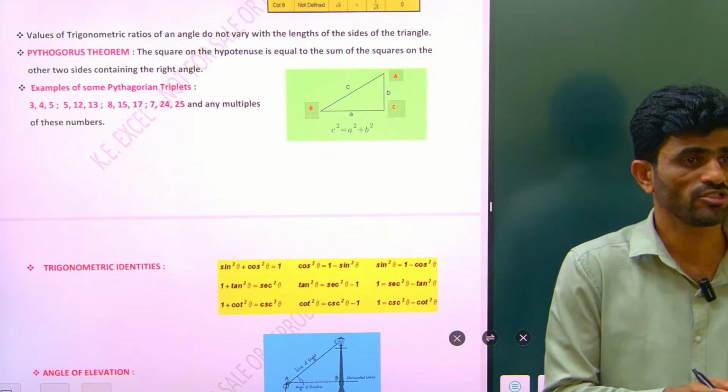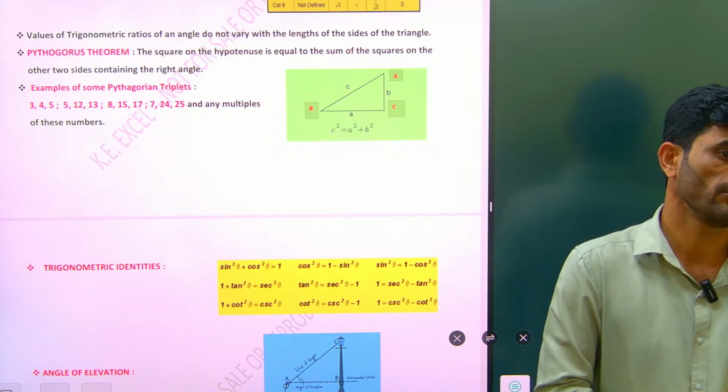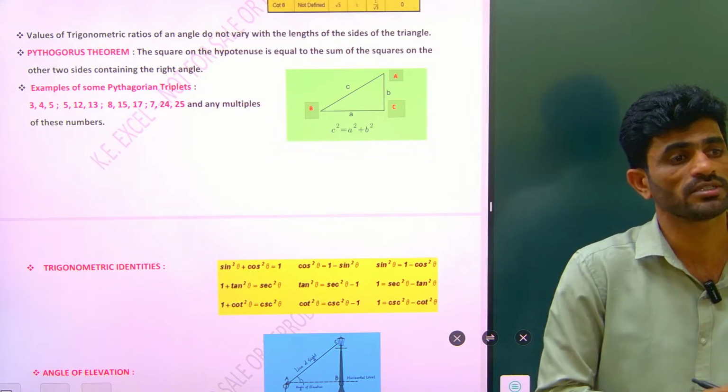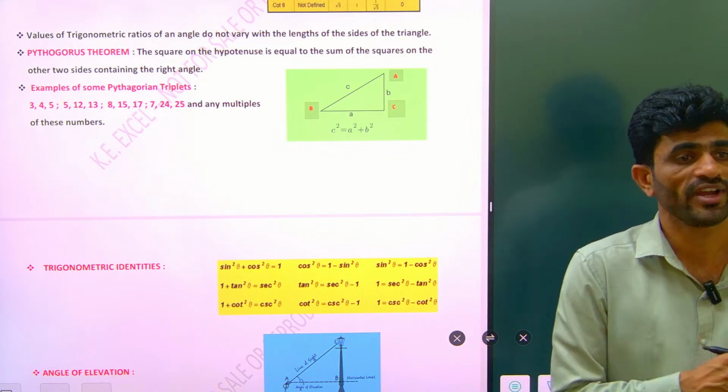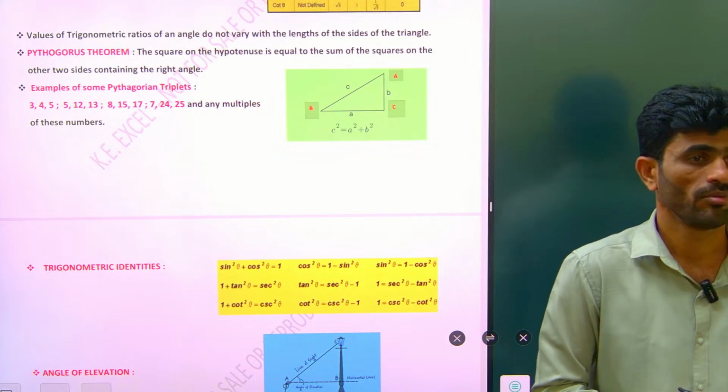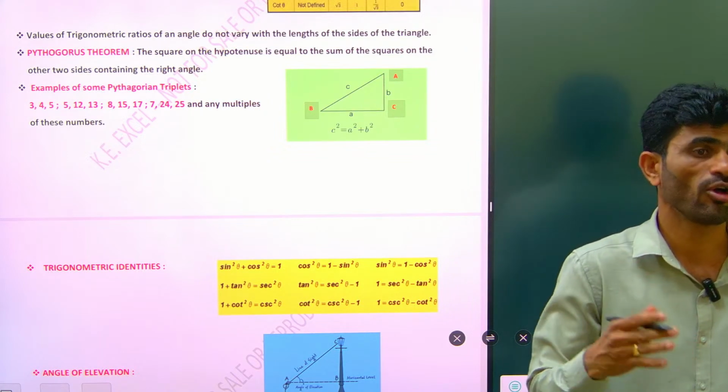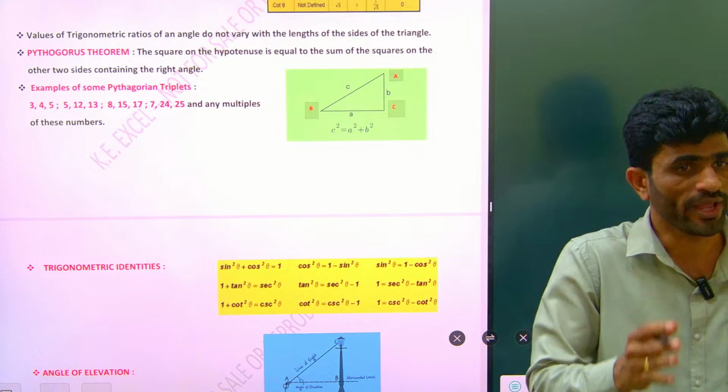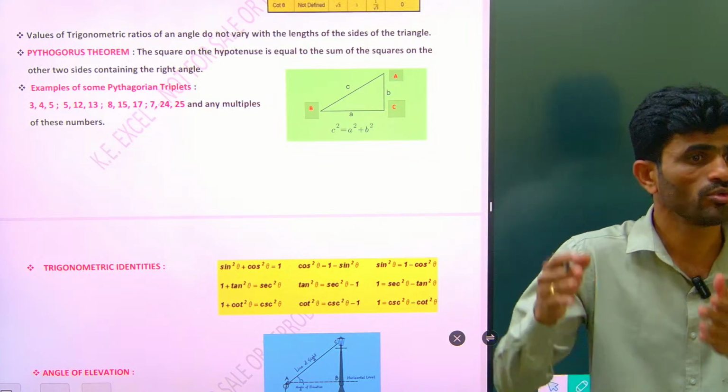Section formula: 1 is to 2 one time, 2 is to 1 another time. They ask you to find the points which divide a line into 4 equal parts. You can take either the section formula or the midpoint formula. With the section formula, the ratios are 1 is to 3, 2 is to 2, 3 is to 1.